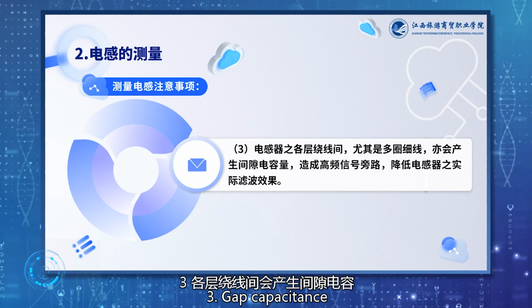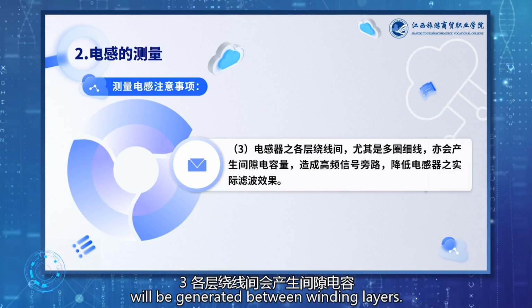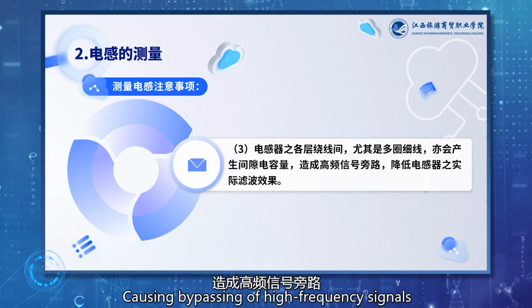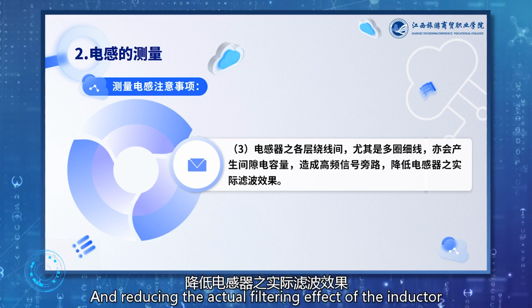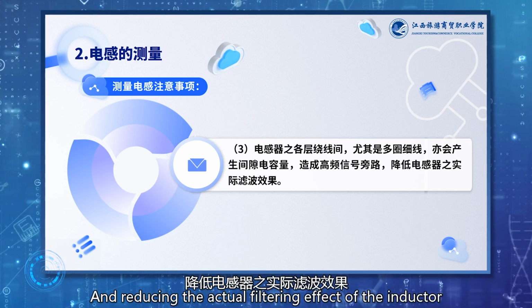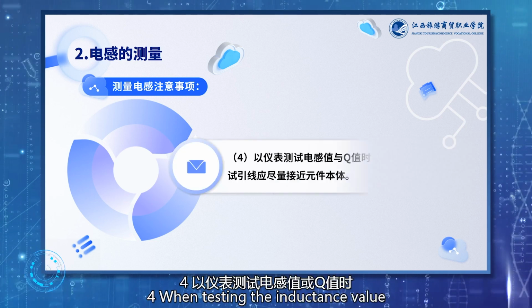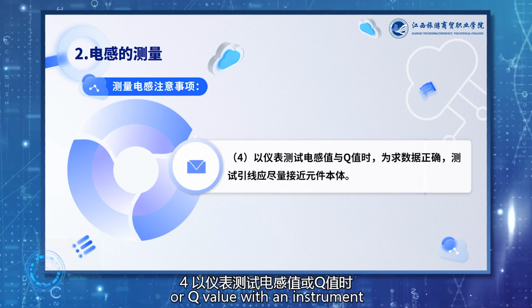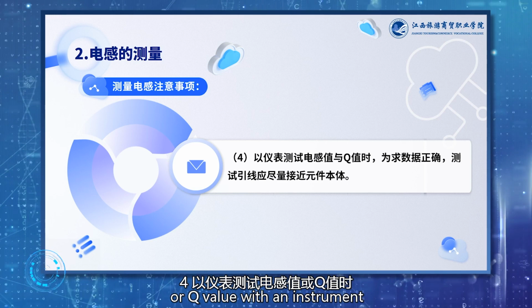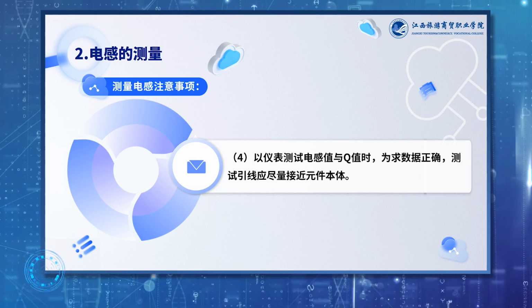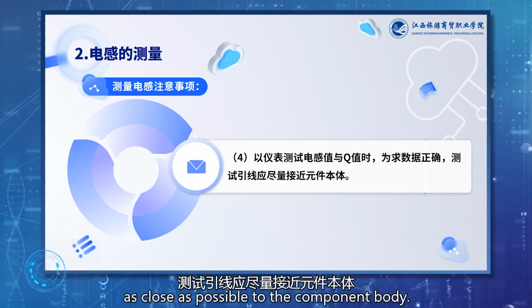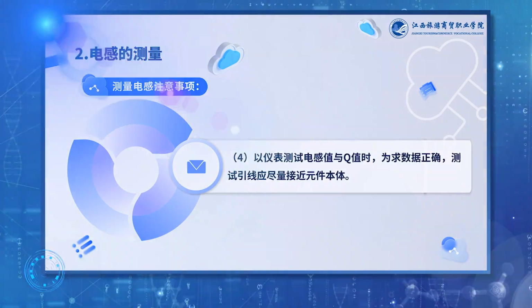3. Gap capacitance will be generated between winding layers, causing bypassing of high-frequency signals and reducing the actual filtering effect of the inductor. 4. When testing the inductance value or Q value with an instrument, for the correctness of the data, the test leads shall be placed as close as possible to the component body.